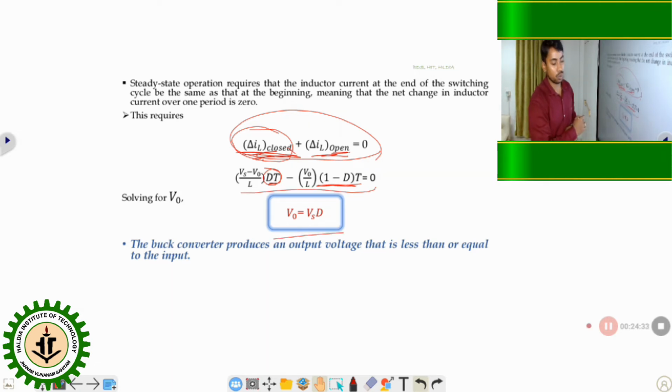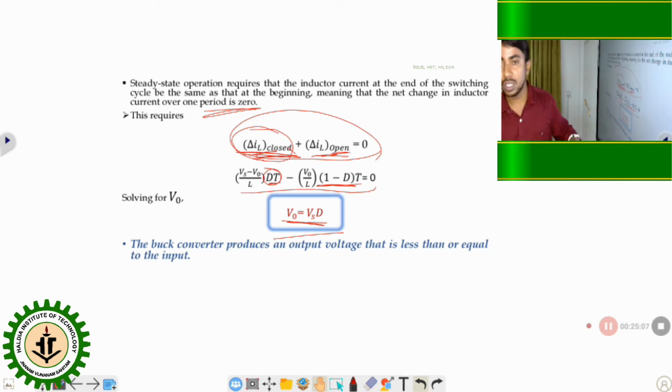So from here we can get the output voltage, and you can see that the output voltage depends upon the duty ratio. This is another process to prove it. V0 is equal to Vs into D, where Vs is the supply voltage and D is the duty ratio. This proof is only by the change in inductor current. It can also be proved by using the inductor voltage, and the output voltage V0 is equal to the supply voltage into the duty ratio.